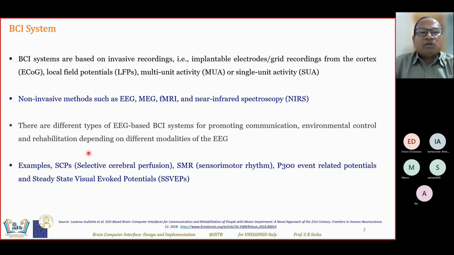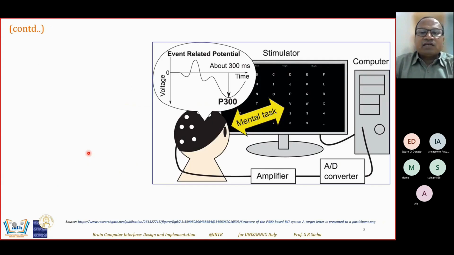And of course, there will be some difference in the design as well. So if you look at the P300 BCI system, I have told you what P300 is: the peak is obtained after 300 milliseconds, and it is always relative.